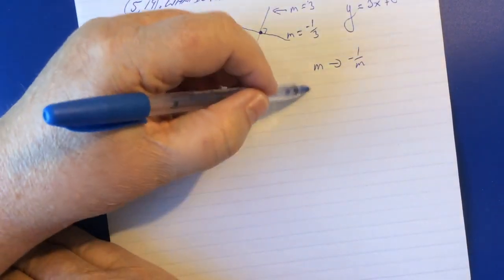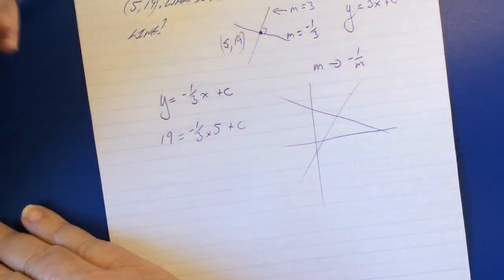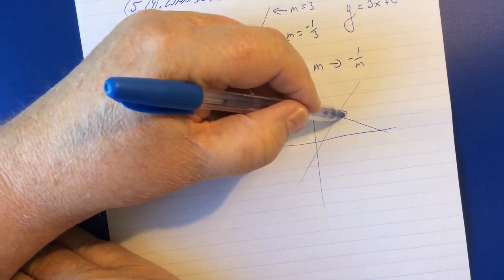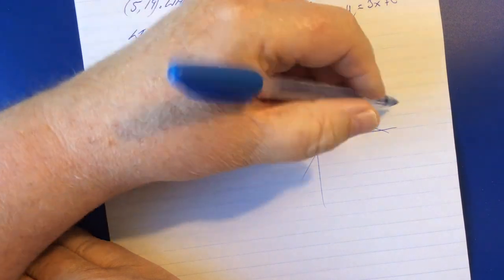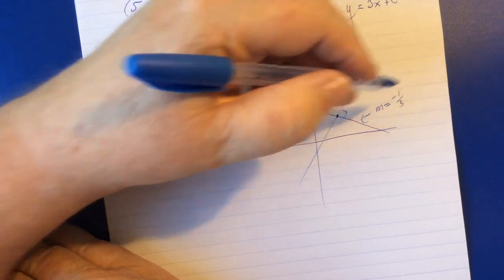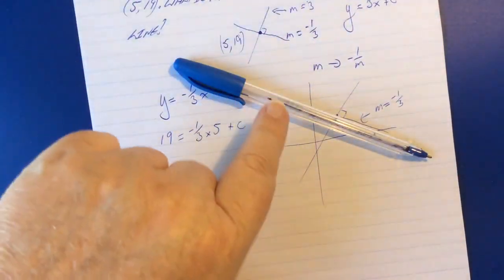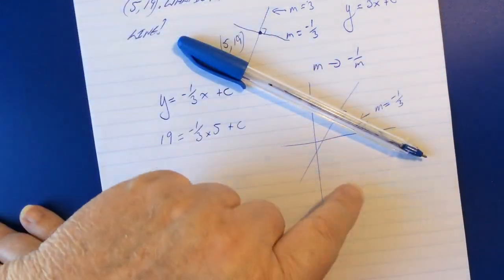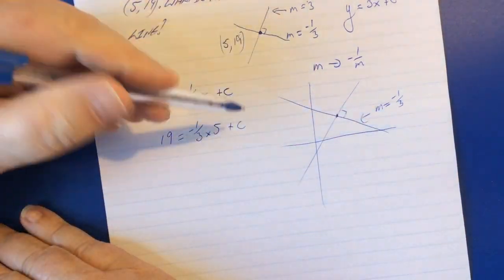Okay. So if I were to draw this on a Cartesian plane, we're maybe looking at something that looks like that. That's our point of intersection. This is the equation that we're looking for, with the gradient of negative 1/3. And you can tell it's a negative gradient because of the direction of its slope. That's a positive gradient, bottom left to top right. Bottom right to top left, negative.